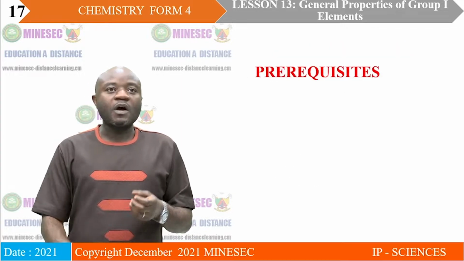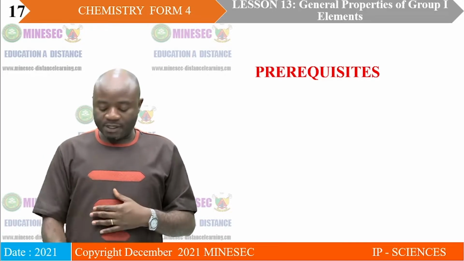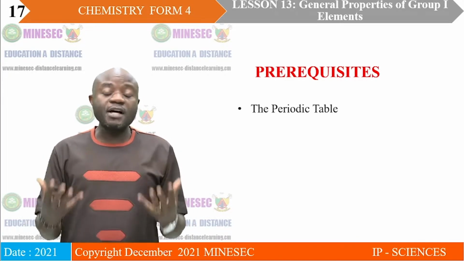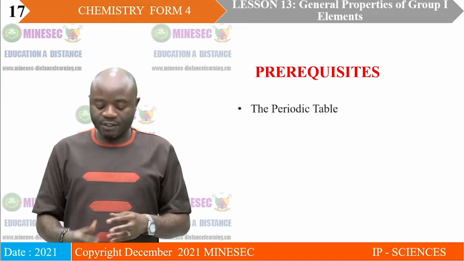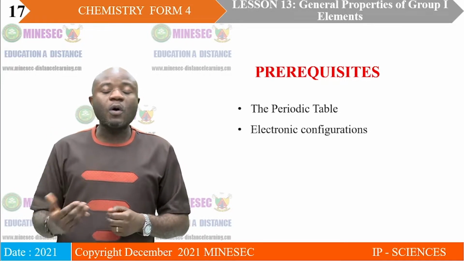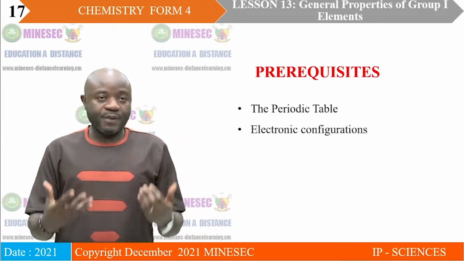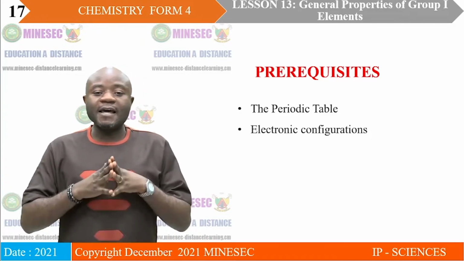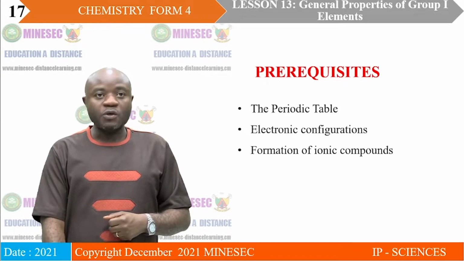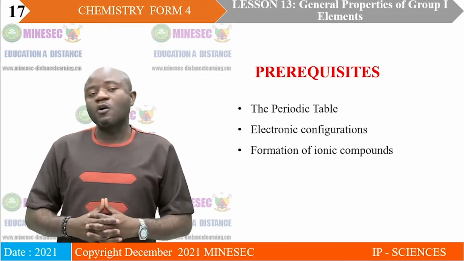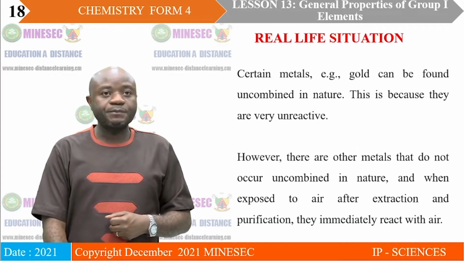And then our prerequisites. You can understand this lesson based on what you've been learning before. One of the things that will help you to better understand this lesson is that you have learned about the periodic table and you know about the electronic configurations of different elements. In particular, you know that in group one, the elements have electronic configurations with one electron on their outermost shell. You also know about the formation of ionic compounds, which is a characteristic of group one elements.